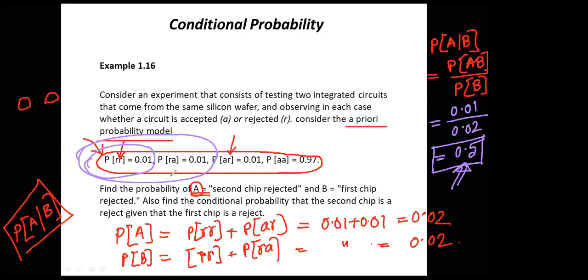Because now we are changing the domain. Previously, all the circuits were in the domain. But now, when the first one is accept, those circuits will not be in count. Only those will be in count where the first one is a reject. That is why actually this P of A given B is 0.5. Any question? There is no question. Okay.